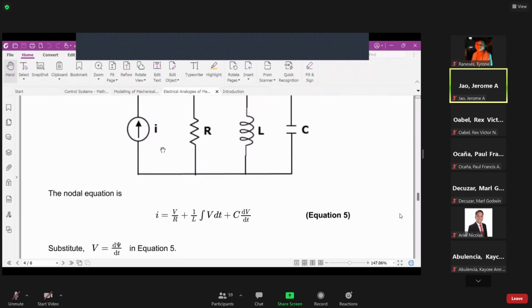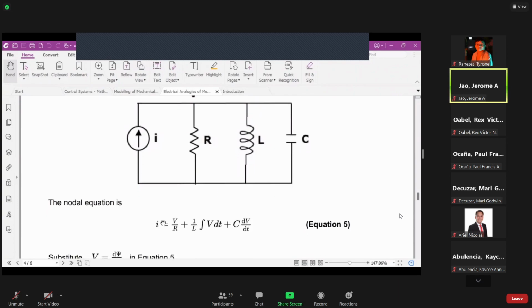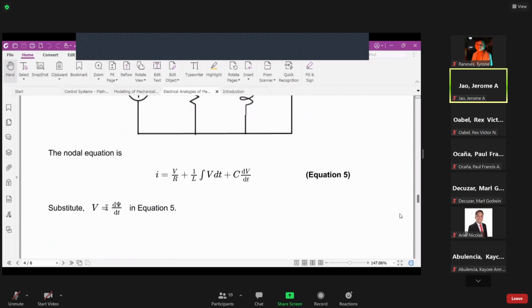So therefore, when we equate it, your total current I is equivalent to V all over R, or in this case, Ohm's law, to get the current in the branch or in the node R. And for the inductor, this is the formula for your current. This is a standard formula for your inductor. And to get the current for your capacitor, this is the formula for the current across your capacitor.